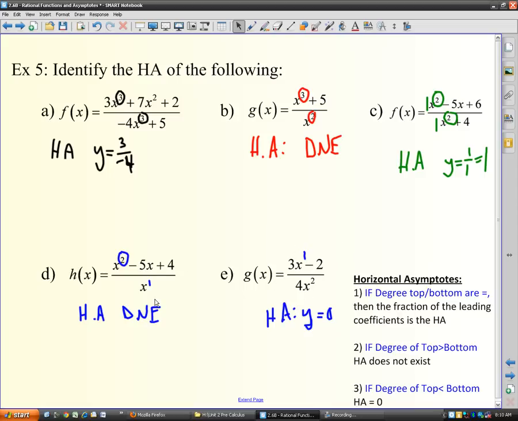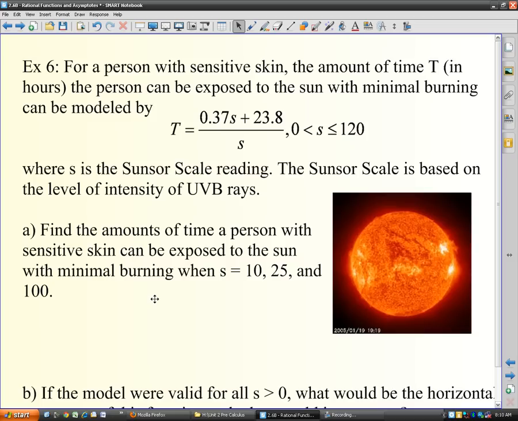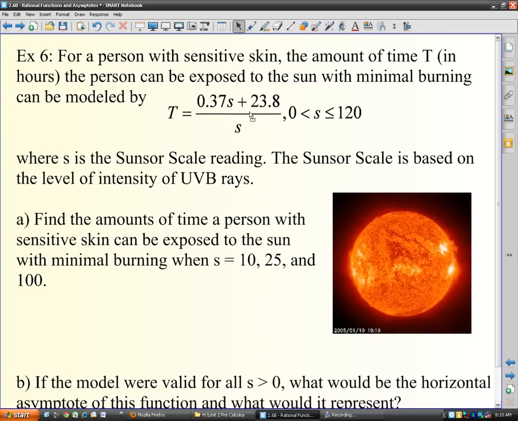So our final example here is talking about sensitive skin and exposure to the sun. In part A, we're going to find out the amount of time that you can be exposed to the sun when you have very sensitive skin. They're telling us that at the time, or S, a person's sensitive skin in time. So we're trying to figure out how much time they can be out there without burning.